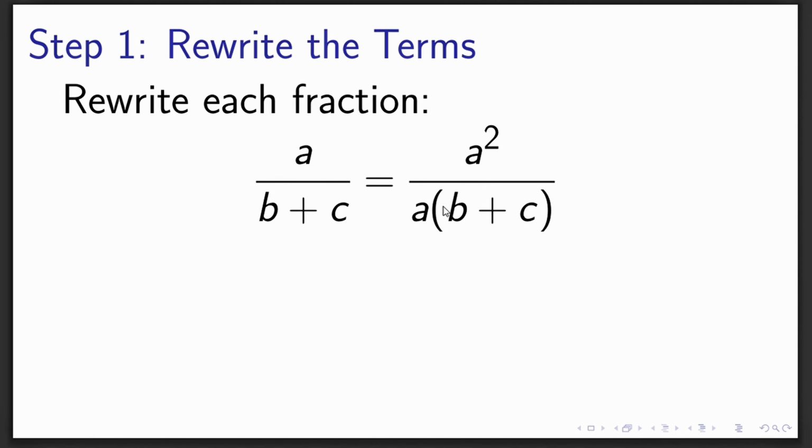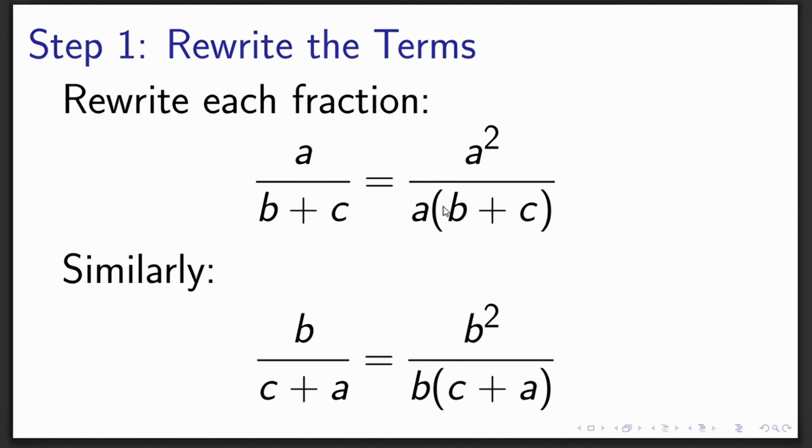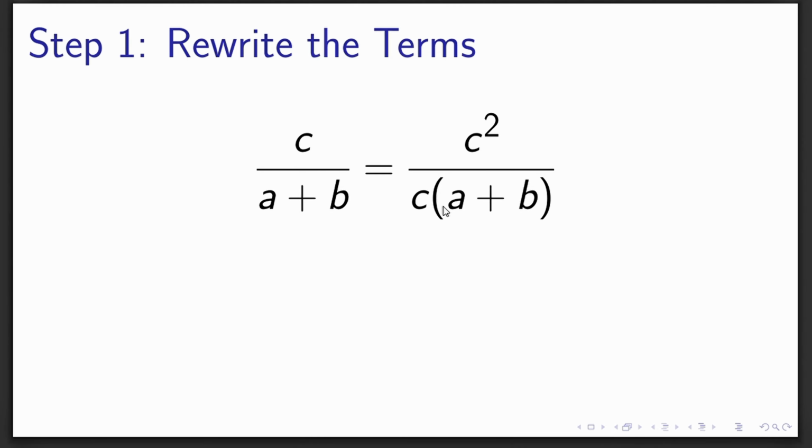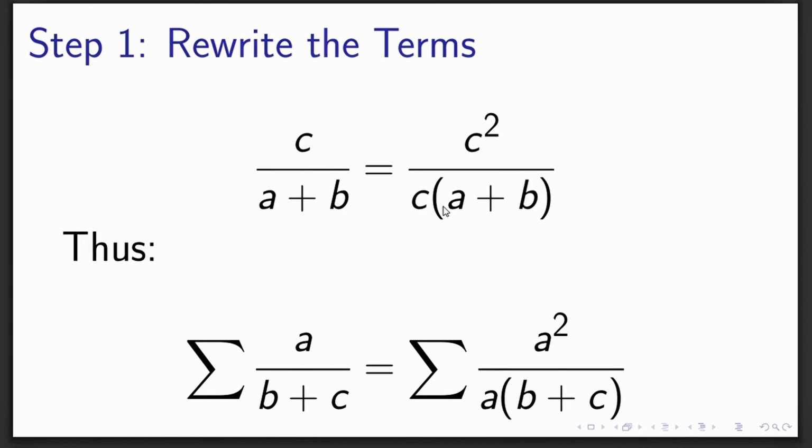First of all, I'm going to rewrite a over b plus c, that will be equal to a square over a into b plus c. Similarly, I can rewrite b over c plus a in the form of b square over b into c plus a. And the last one, c over a plus b, can be written like that, c square over c into a plus b. Now I'm going to write the summation form, so I can write summation a over b plus c is equal to summation a square over a into b plus c.